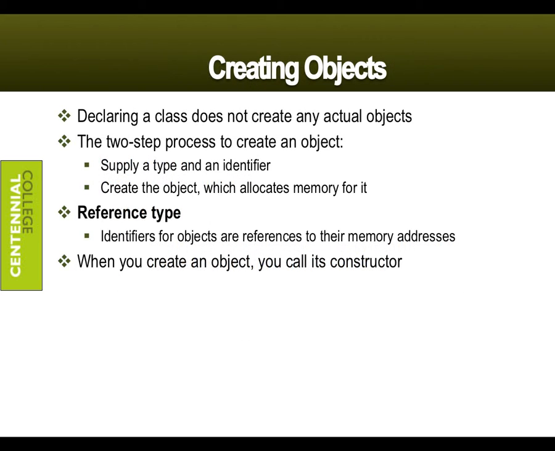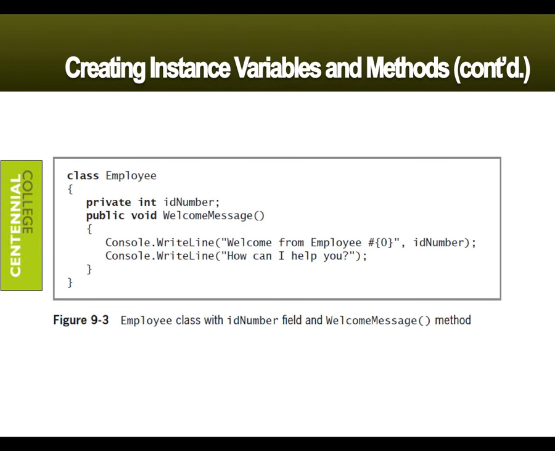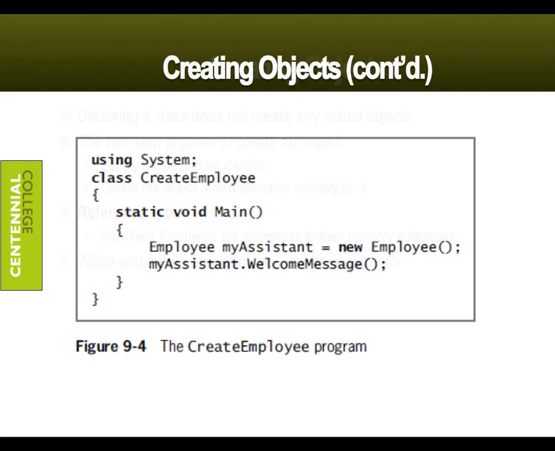Let me go back a couple. This public method called welcome message, I'm accessing it. I can see it because it's public, right? And I can see it inside my program. This is my whole program called create employee, right? I can see it, and I can access my method.